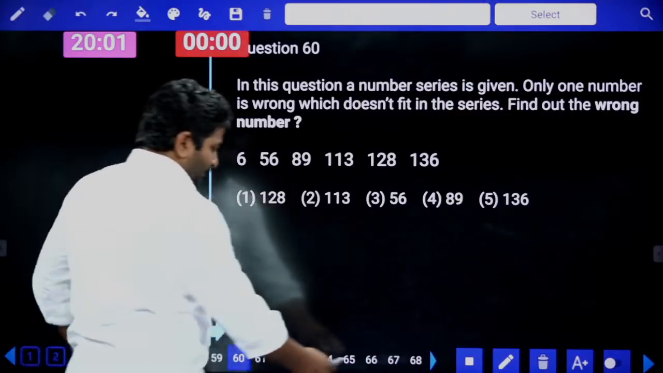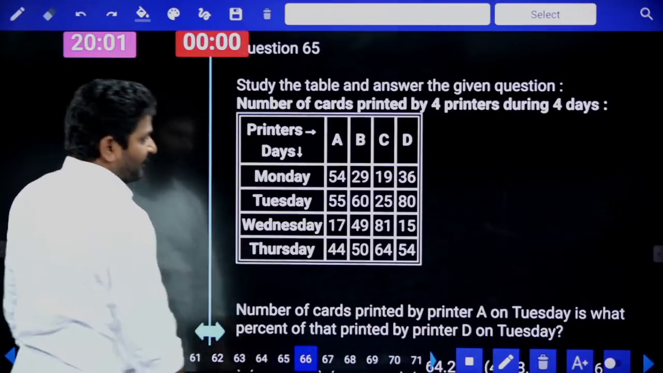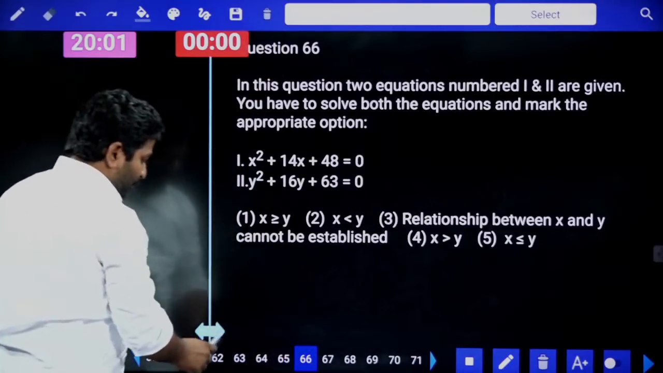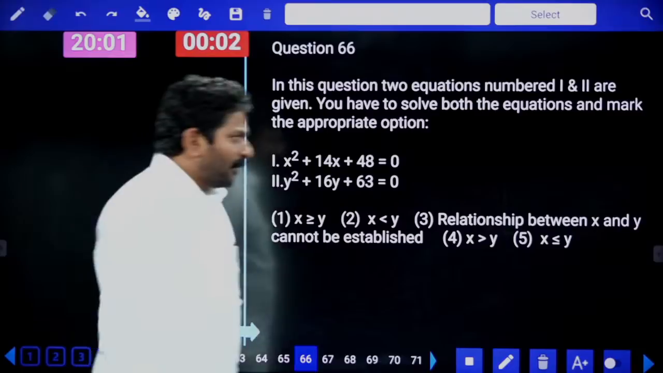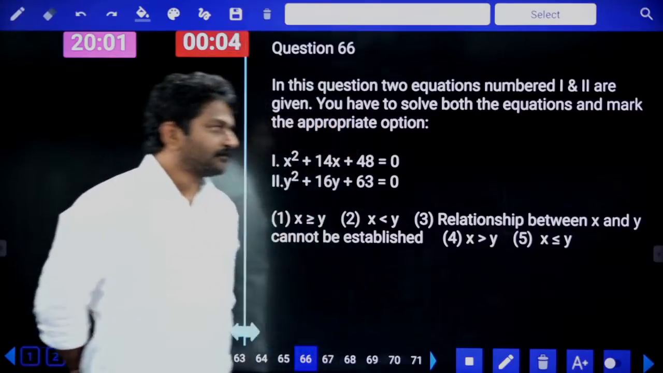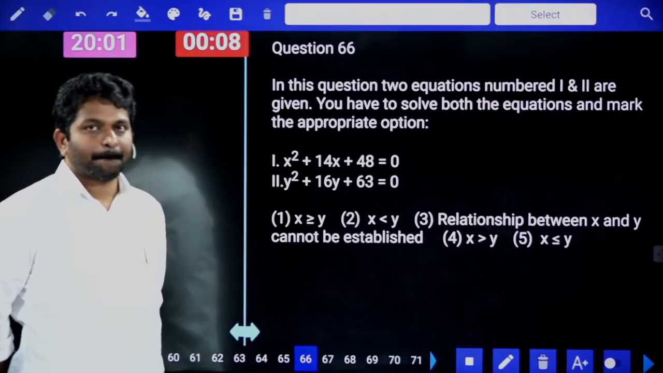Right, students, till question 65 we are done. We'll start from question number 66 onwards. Come on, it's your time now. Quadratic equations, easy one.